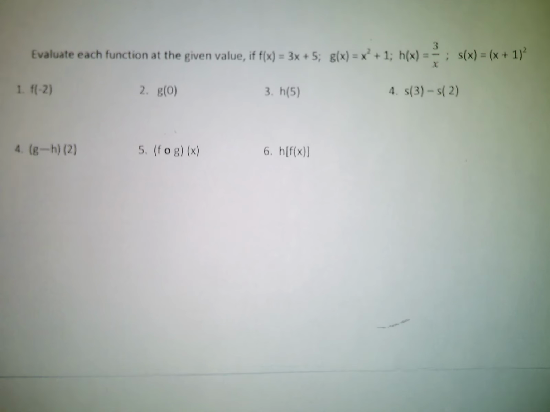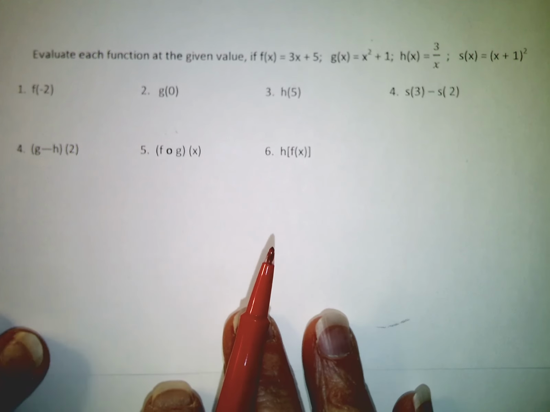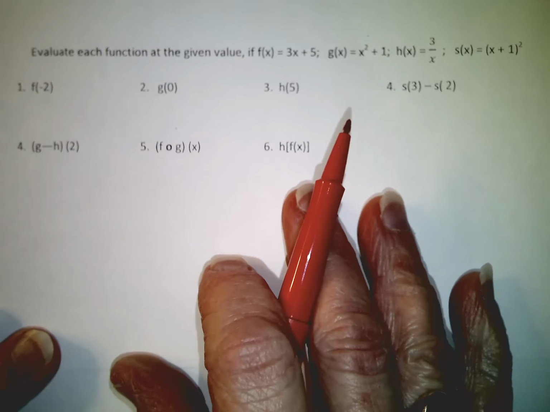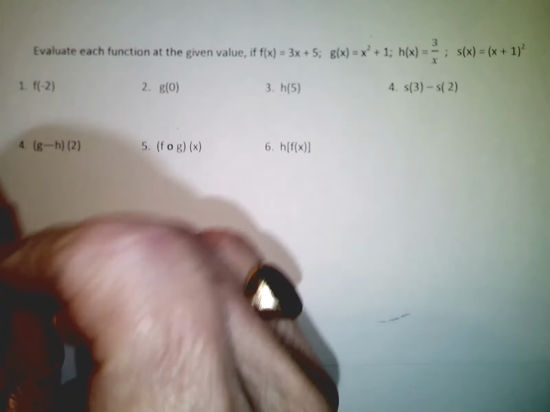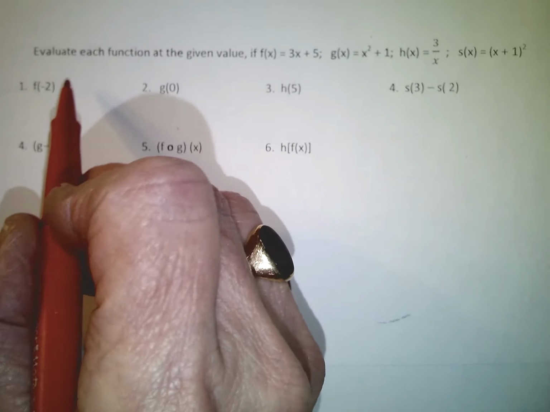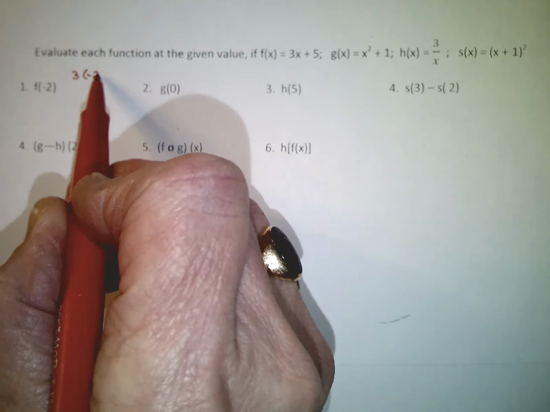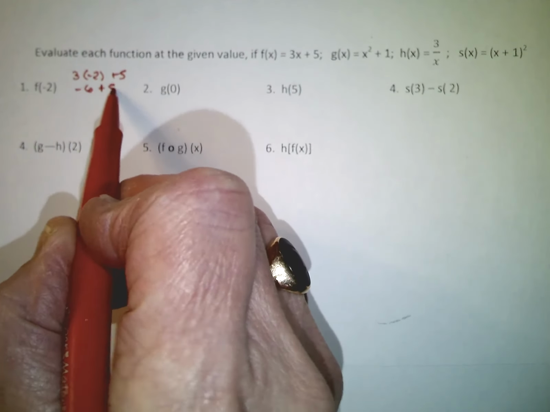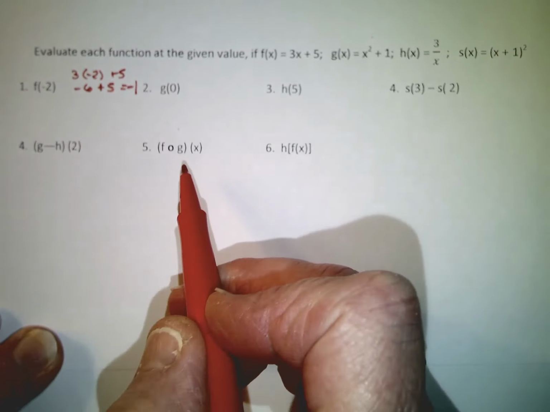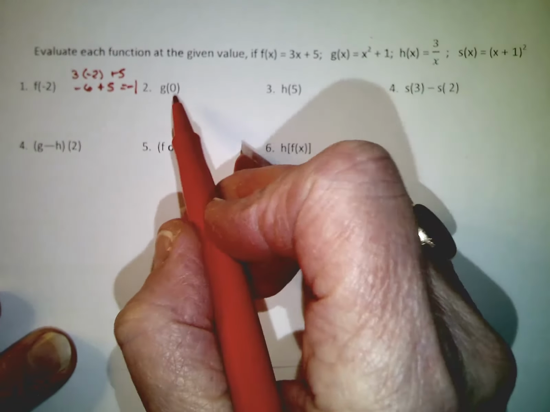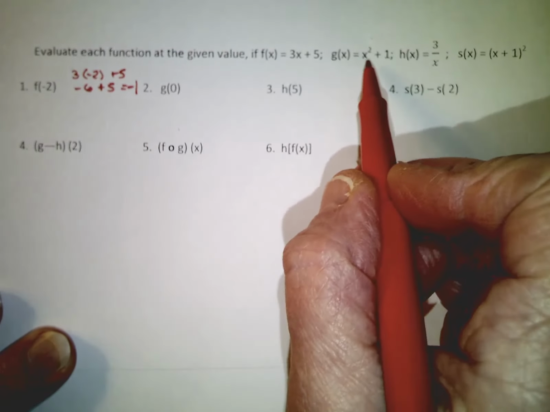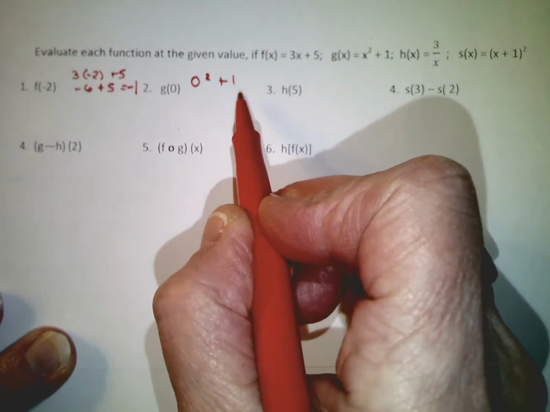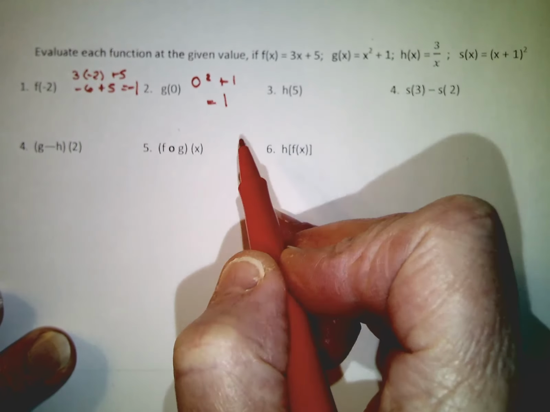So the first couple problems shouldn't have given you too much trouble. f of -2 just means we put a -2 into the f function. So that would be 3 times -2 plus 5. -6 plus 5 comes out to -1. For the second one, g of 0, put a 0 in for x. So we would have 0 squared plus 1, which just comes out to 1.